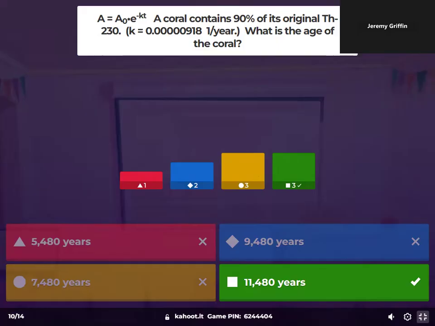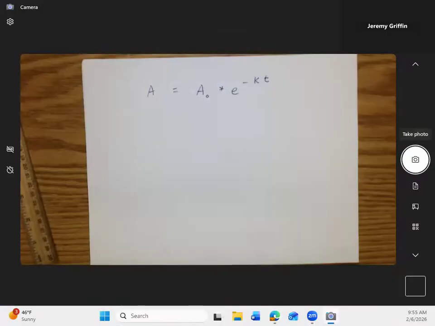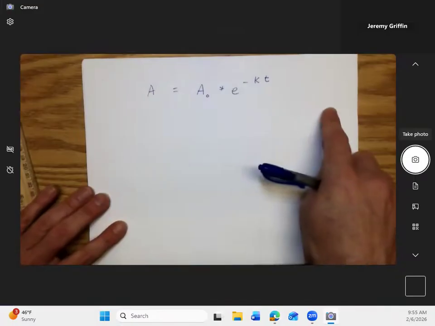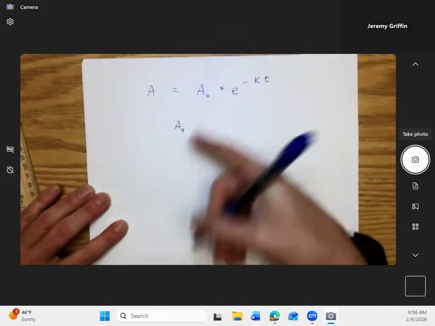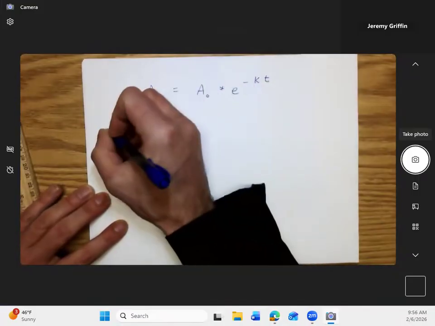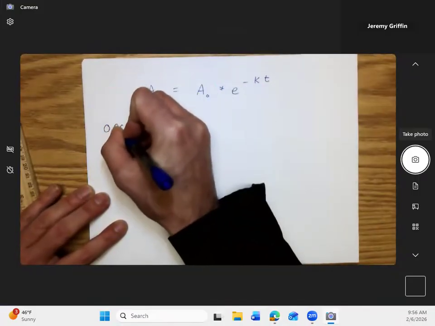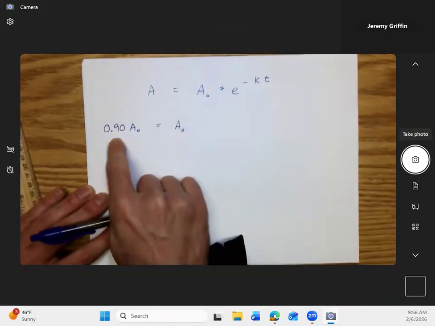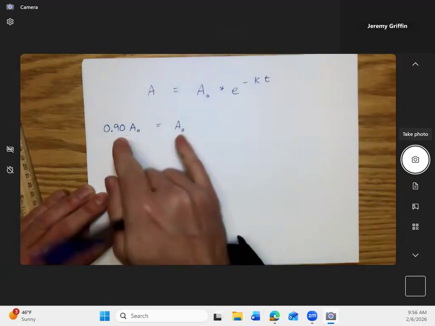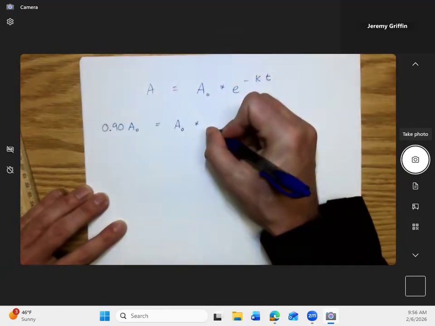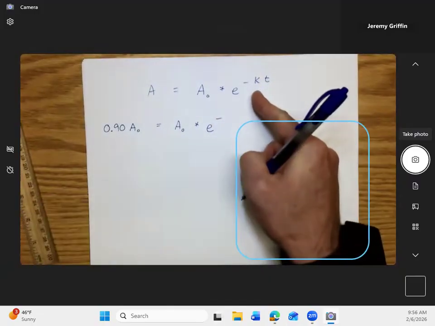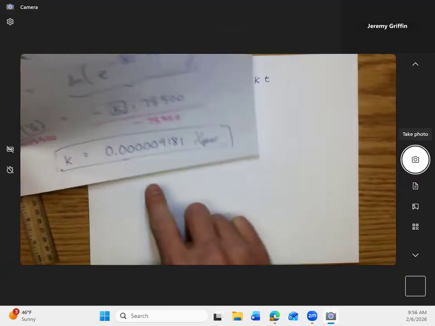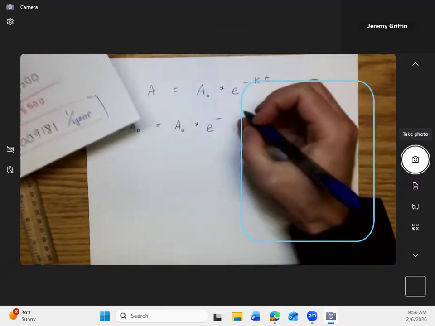Here are our values. Okay, so here's the setup. Maybe the coral originally had some amount of that isotope, and now we're down to 90% of that. So as a decimal, that's 0.9 of the original amount. And that's going to correspond to some time. And the K value, which we found from the last question, is this value right here.